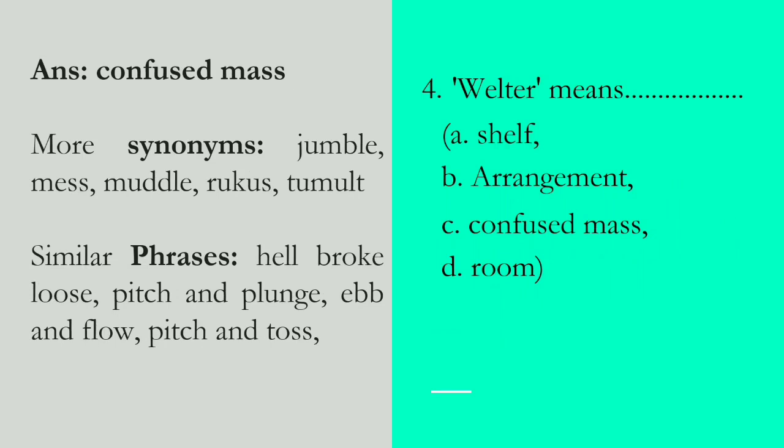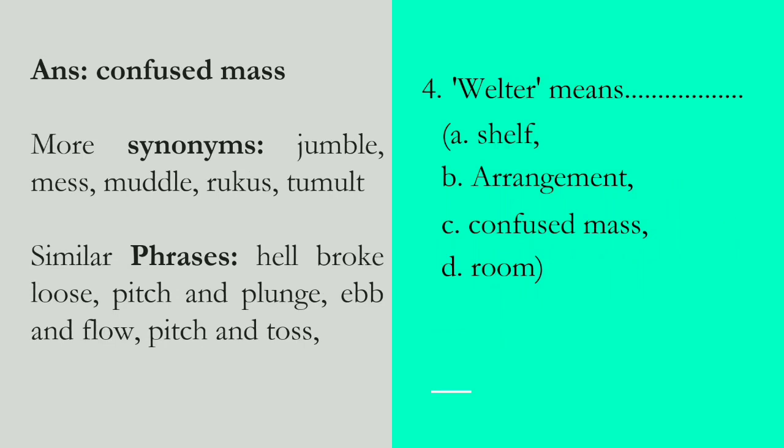It is not categorized into any journals or magazines or storybooks. It is not categorized. So that means confused mass. Welter means a confused mass of anything, any collection. And more synonyms: jumble, mess, muddle, ruckus, tumult, etc.